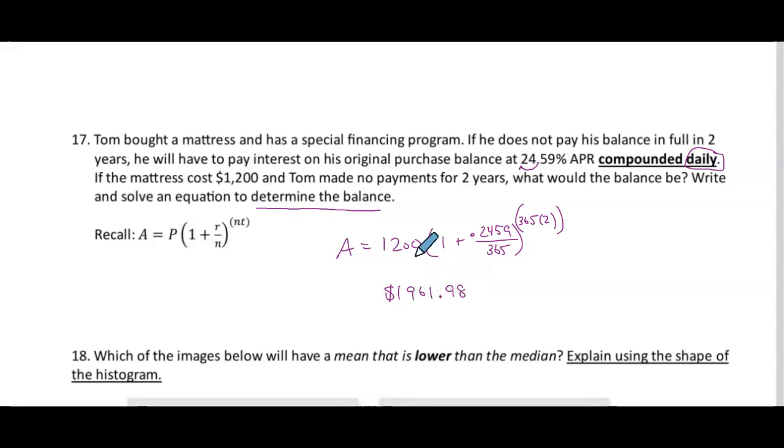$1,961.98. So a $1,200 mattress becomes almost a $2,000 mattress if you don't pay it off at the end of that promotional period. So it's a great thing. Just keep in mind when you go and do that, let's make sure that you set a note on your calendar or whatever so that you know when it's time to pay it off. You don't get charged all that interest.